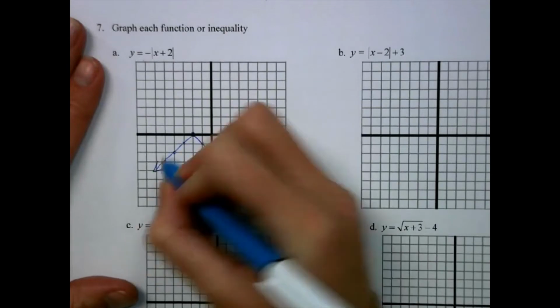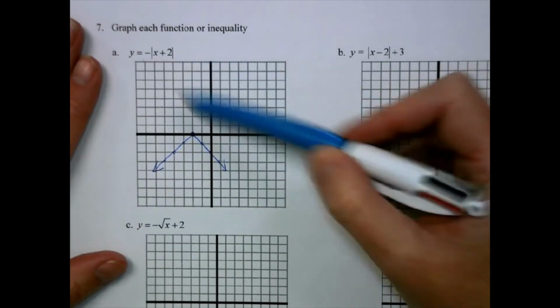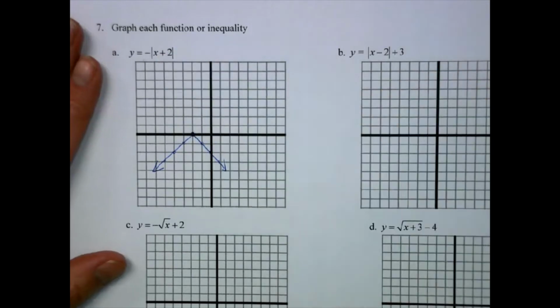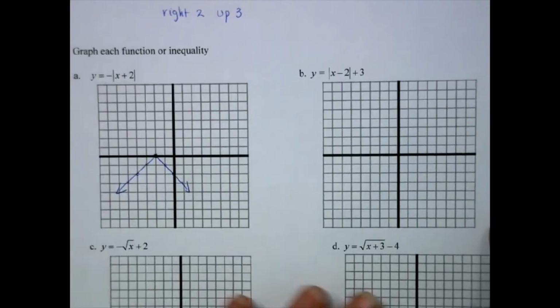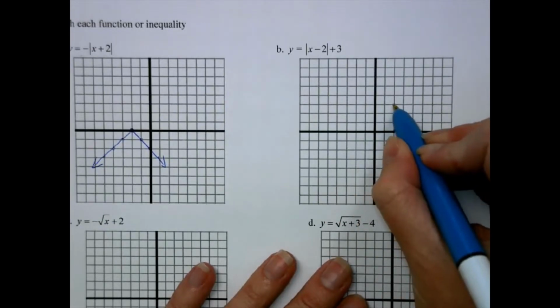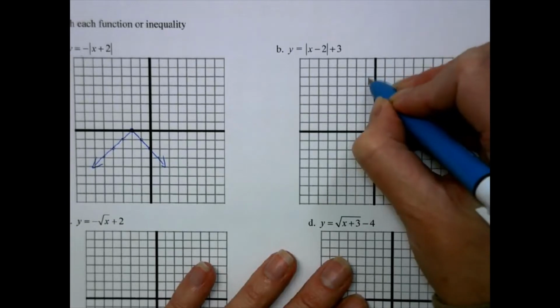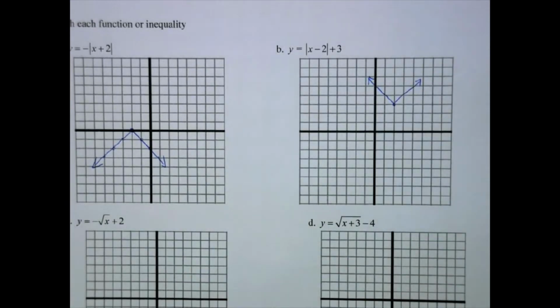Okay, and you can plug in points. If I plug in 0, we get -2. If I plug in -2, we get 0, and so on. This one's going to go to the right 2 and up 3, and it's going to open up. Okay, but again, this is going to be multiple choice, so you just need to understand which is going to be the correct option when presented with various graphs.